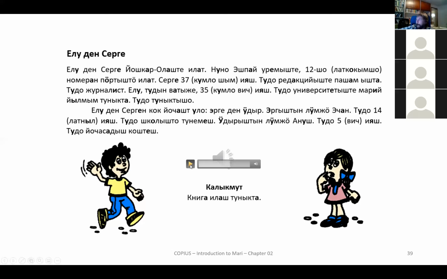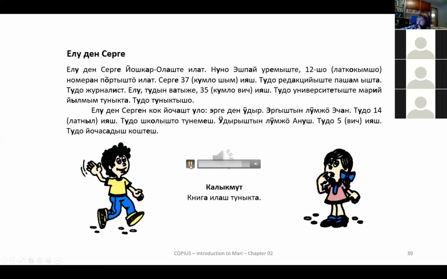Эргыштын лӱмжӧ Эчан. Тудо латныл ияш. Тудо школышто тунемеш. Ӱдырыштын лӱмжӧ Ануш. Sonia? The name of the daughter is Anush. Mm-hmm. Тудо вич ияш. Samo? She's 5 years old. Yeah.